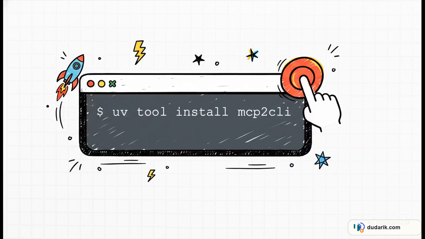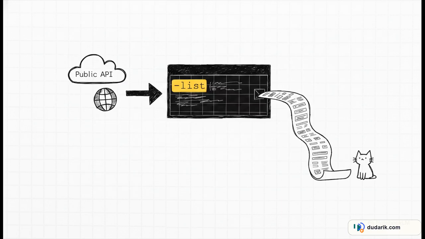You type uv tool install mcp2cli, hit enter, and you're off to the races. So once you've got it installed, you can immediately start playing with it. Just point it at any public API. In this case, we're using the classic pet store example that everyone uses for testing. You just give it the URL to the spec, add that --list flag, and it'll spit out a perfect list of all the commands you now have at your fingertips.